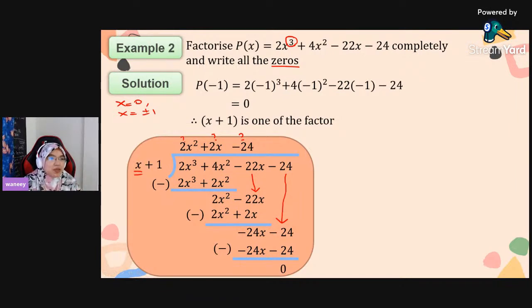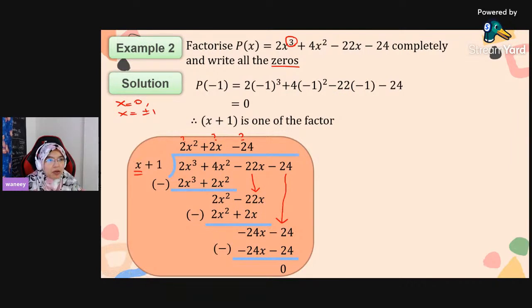Okay, so since we know that x plus 1 is definitely one of the factors, you should get 0 at the end as your remainder. But if let's say something happened and you couldn't get 0, most likely you have to redo your long division. Kena redo lah long division tu sebab biasanya mesti salah. Kita dah tahu ada factor, maksudnya salah satu salah. Either factor tu yang salah ataupun long division yang salah. So do check.